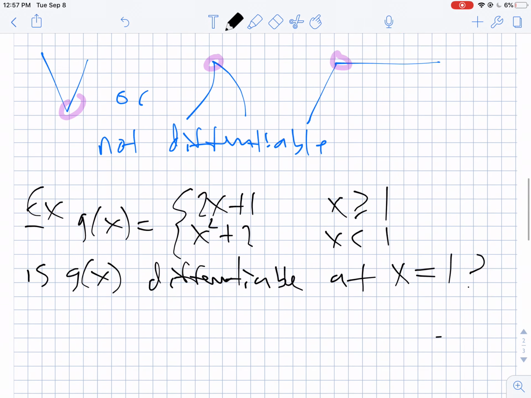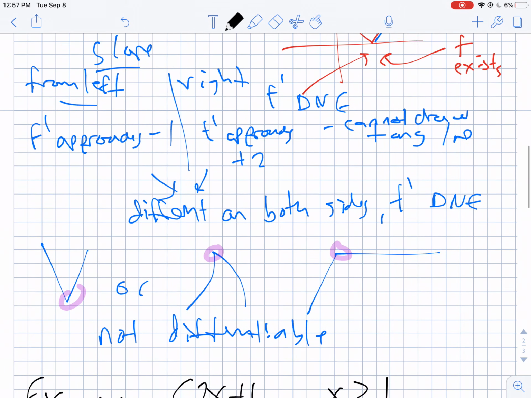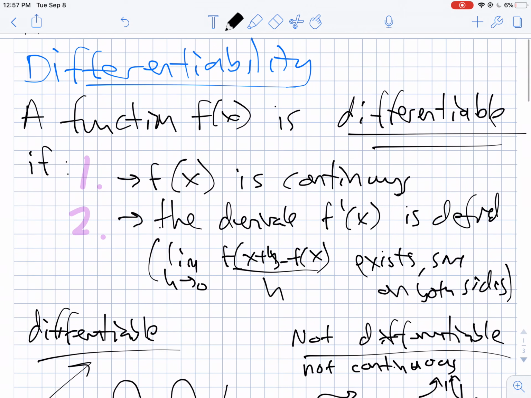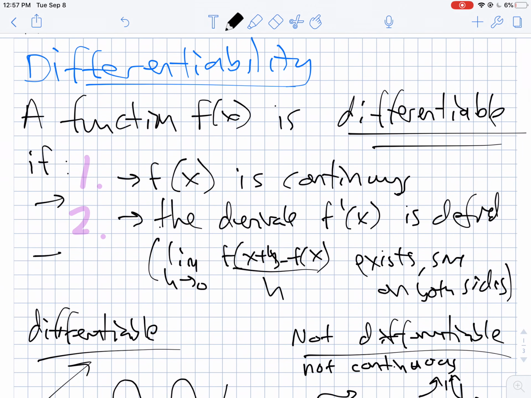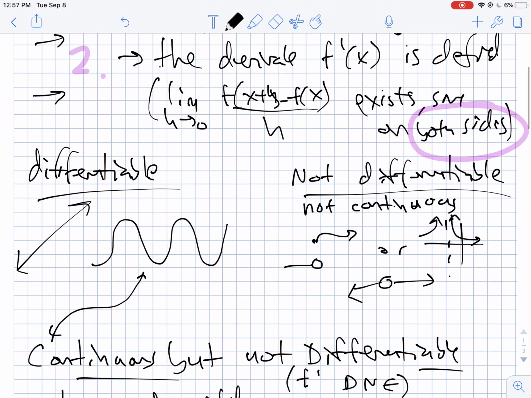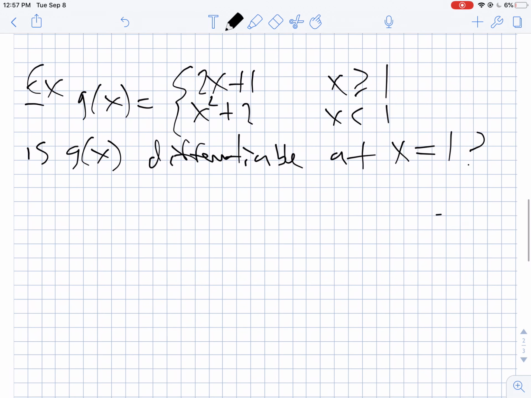Okay, so there are two things you need to check. First off, you're going to ask yourself, is it continuous? And then, is the derivative defined? Does it look the same on both sides? And I think that's something you want to think extremely importantly about. So first off, we're going to ask, is it continuous?